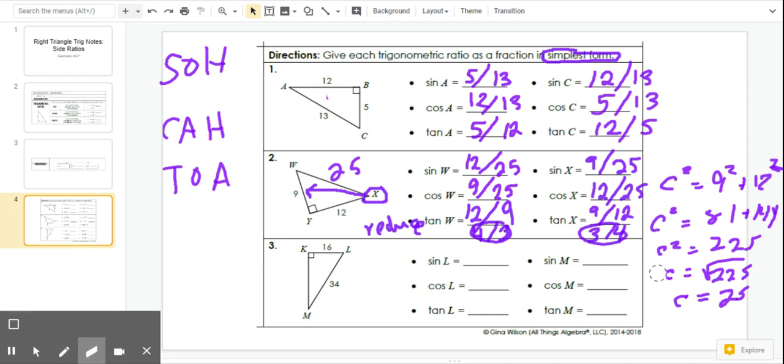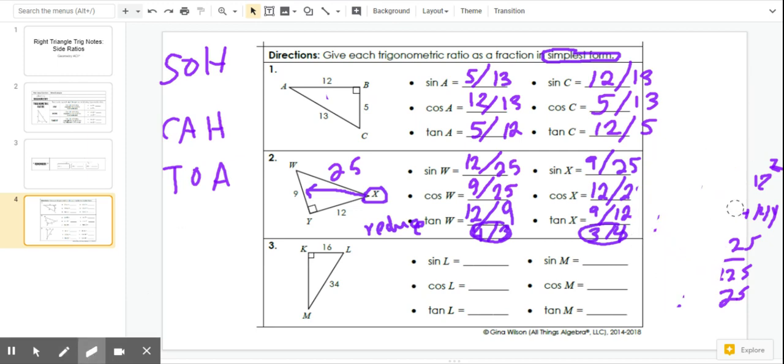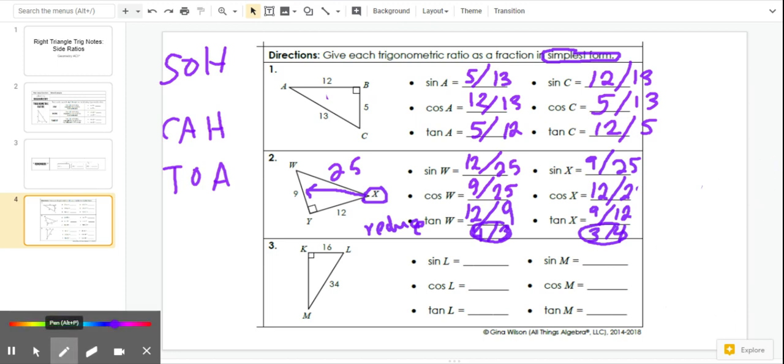Let's now do number 3. I'm going to erase this in case we need the room. So I accidentally erased that. All right. So for number 3, let's just start with sine of L. So sine of L, angle L is right there. So sine is opposite over hypotenuse. So opposite is over here. We're missing that side. So we need to use the Pythagorean theorem.